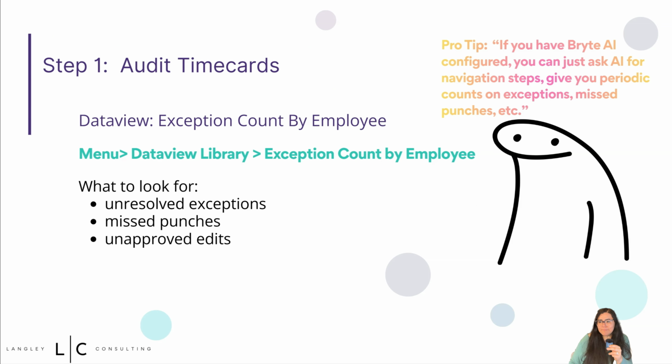So the first thing Patty does is she checks for unresolved exceptions. She navigates to the menu, data view, and exception count by employee. This shows her which time cards still have open issues like missed punches, unapproved time off, or schedule conflicts. If there's anything flagged here, she fixes it now before sign off. You don't want surprises downstream, of course.